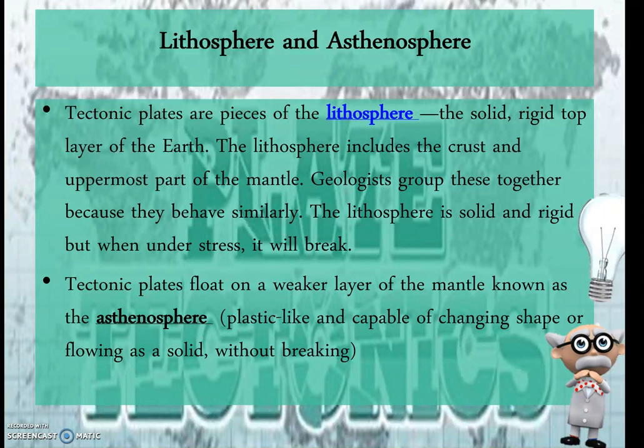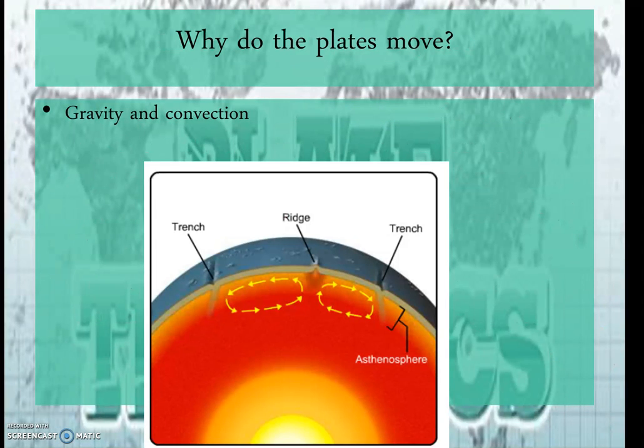One of the questions on this TGA asks, how can the asthenosphere flow if it's a solid? That's because it is plastic-like and capable of changing shape or flowing. Even though it's a solid, it can do this without breaking. So one of the other questions asks, why do the plates move? The short answer is gravity and convection. Gravity is what causes ridge push and slab pull, and convection is what creates these cycles, or convection currents, underneath the Earth in the asthenosphere, which we're going to go into more detail about next.